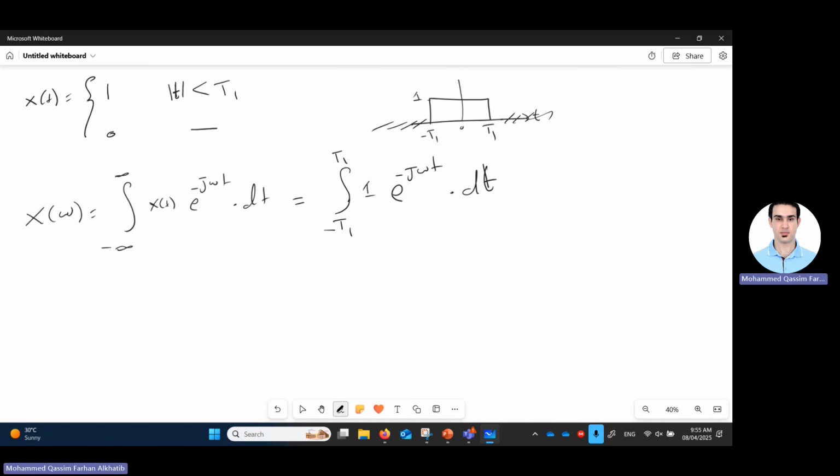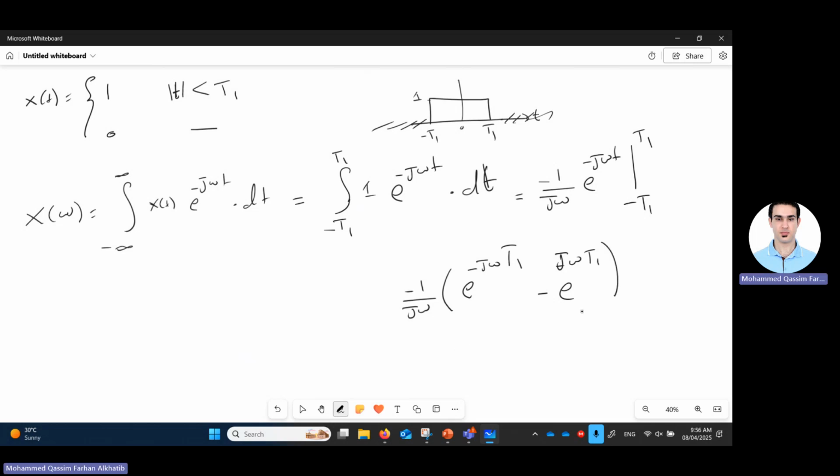All right, so let's do the integration here. It's going to be negative 1 over j omega e to the power negative j omega t from negative t1 to t1. All right, so substitute. I have negative 1 over j omega. By the way, it's 1 over negative j omega, but I put the negative on top. Okay, times e to the power negative j omega t1 minus e to the power j omega t1.